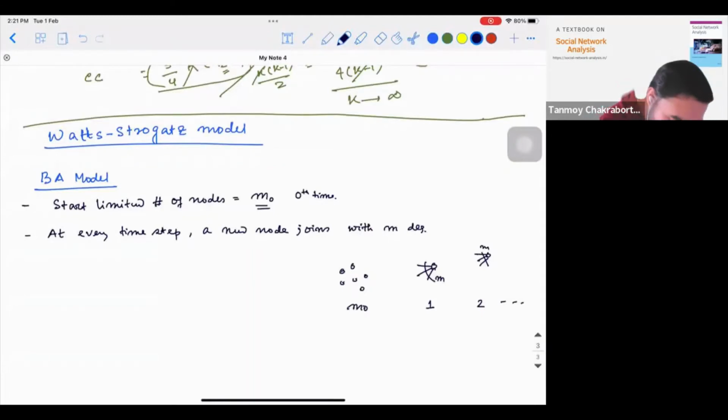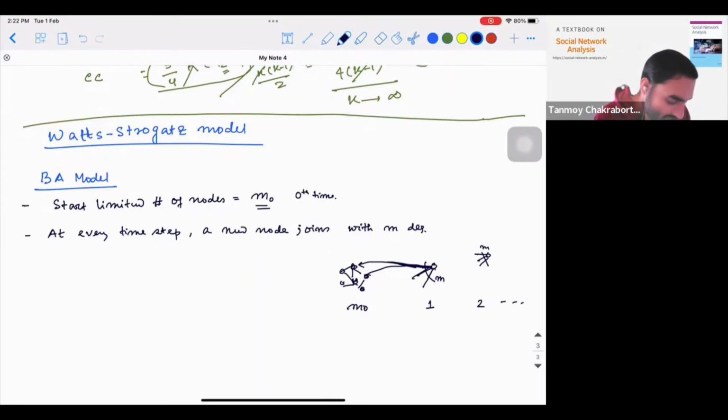Now the question is, how will these M edges be connected to the existing nodes? What's the attachment principle? These existing nodes also have some degree. So whether this edge will be connected to this node or this node, we don't know. This is something we will determine. What's the attachment principle, or what's the wiring principle?